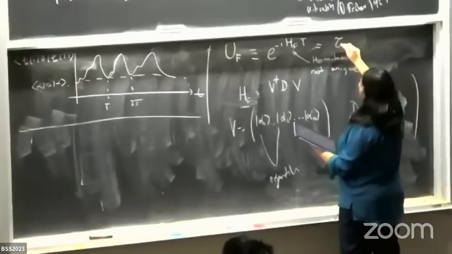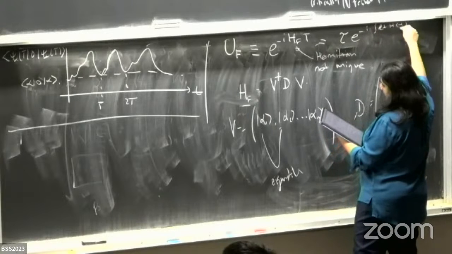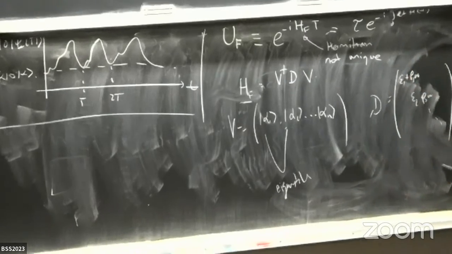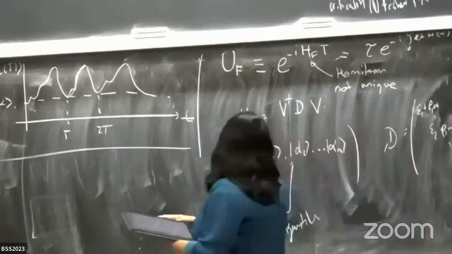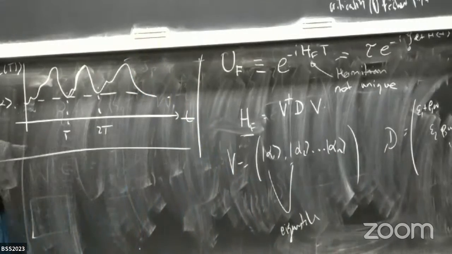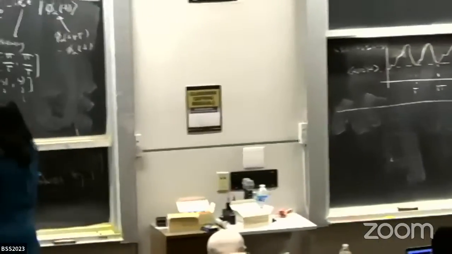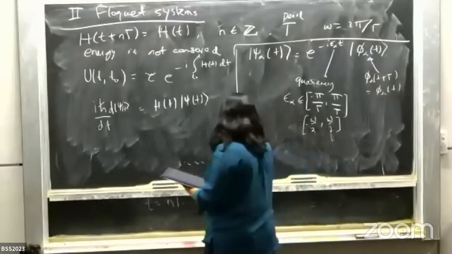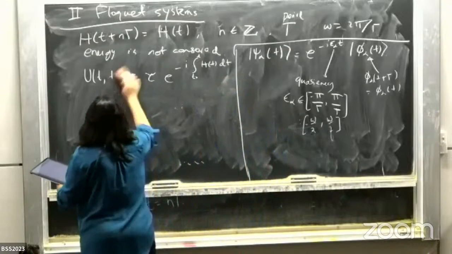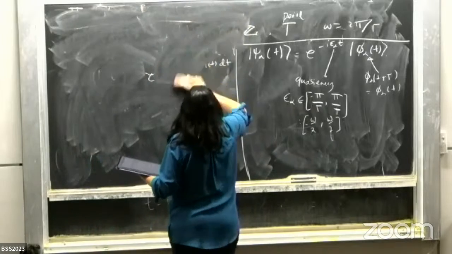This U Floquet again was just the time-ordered exponential of e to the minus i integral dt H of t from 0 to T. If I take that expression and expand it order by order, I can construct H Floquet in a high frequency expansion known as a Magnus expansion.